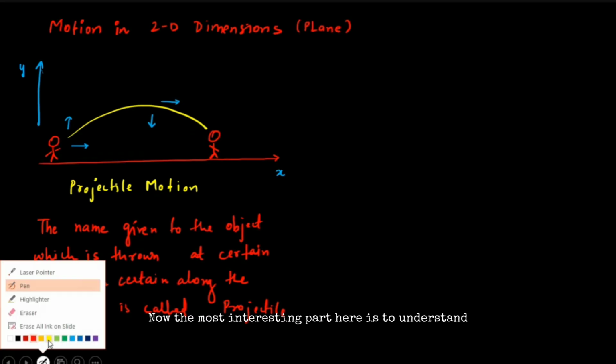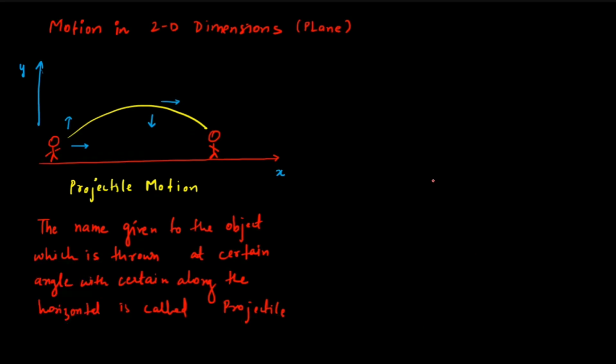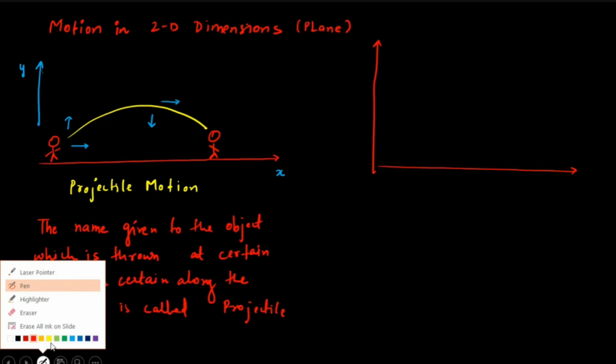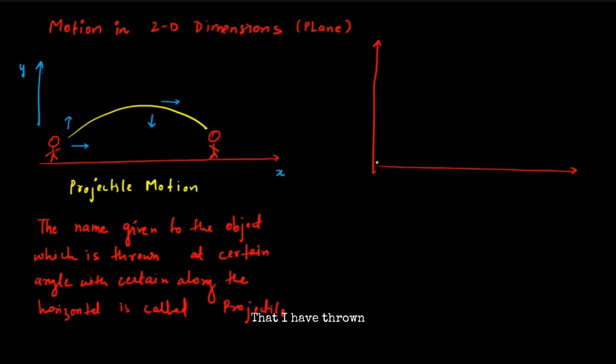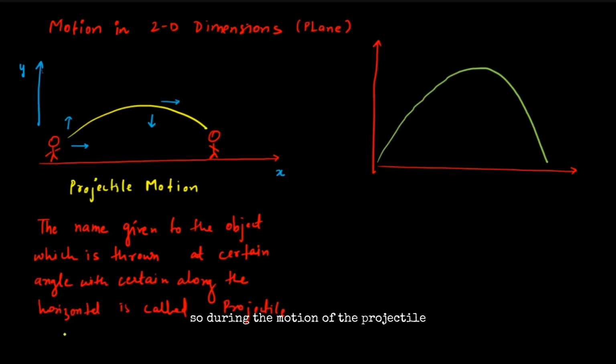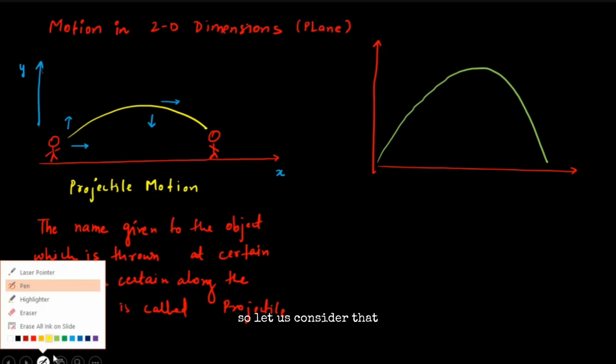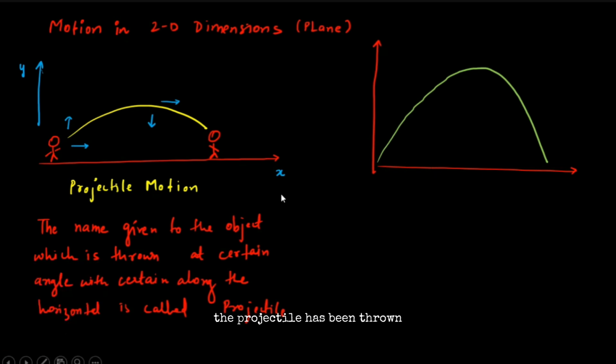Now the most interesting part here is to understand how velocity is changing. Here I can assume that I have thrown a projectile and it reaches like that. During the motion of the projectile, if we talk about its velocity, let us consider that the projectile has been thrown with some initial velocity Vi at a certain angle theta.